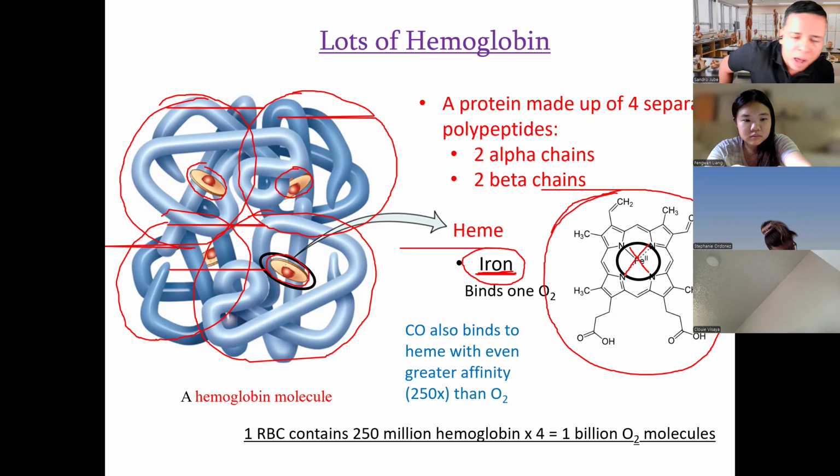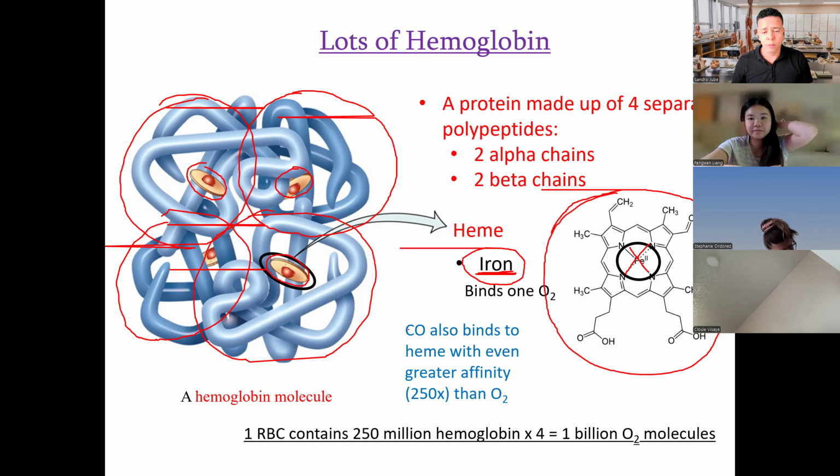Now, one of the problems, though, with the heme in the hemoglobin is that the heme doesn't bind just to oxygen gas. The heme in the hemoglobin also binds very strongly with carbon monoxide, CO.